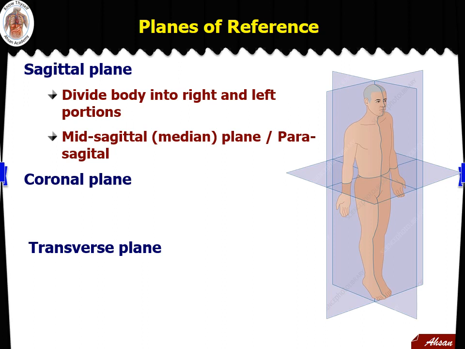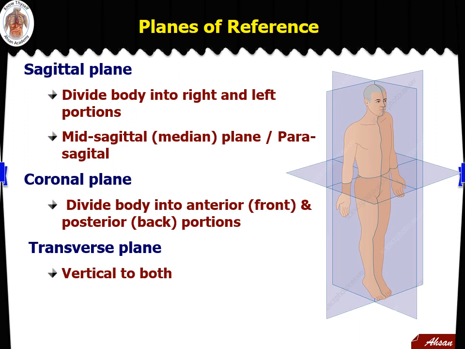So sagittal planes are a series of planes that separate the body into right and left parts, and this midline plane is known as the median plane. The plane perpendicular to that, which divides the body into the anterior part, meaning the front part, and the back part, is known as the coronal plane. So this is also a series of planes, and the transverse plane is perpendicular to both the coronal and sagittal planes, and it divides the body into an upper part and a lower part.